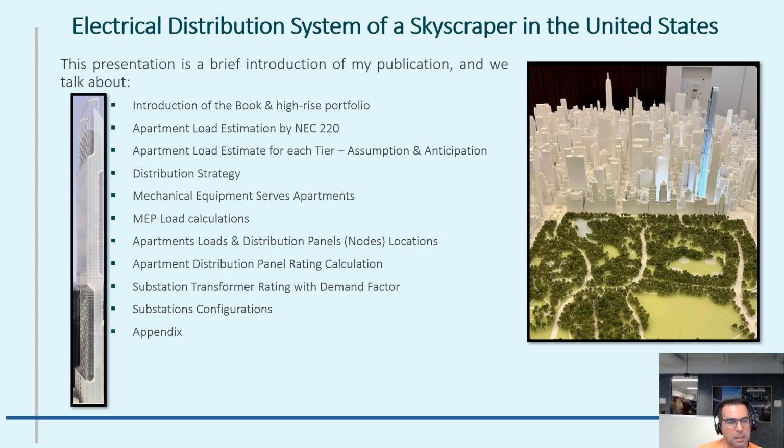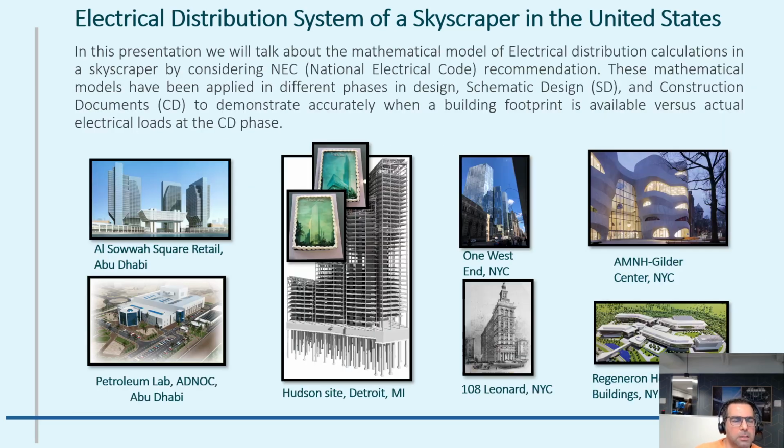Apartments, loads, and distribution panels. We are going to say on each node how we size the distribution panels to serve the apartments, and the panel ratings, substation transformer rating, and the demand factor and substation configuration in the electrical room. And I also have an appendix, which has calculations for the generator, voltage drop, short circuit, and everything in this appendix.